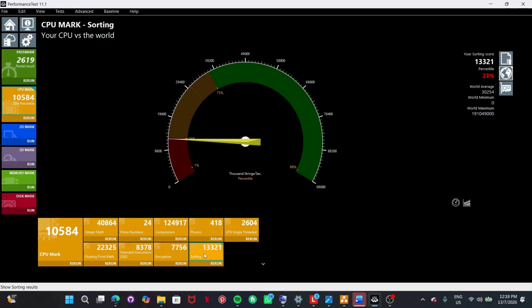I also analyzed ISA structural bottlenecks. From the benchmark results, no major structural bottlenecks were observed. Although the floating point and the sorting benchmarks produce lower throughput than integer math, this does not indicate a processor limitation. Instead, it reflects the higher computational complexity of those workloads. Overall, the benchmark shows that the processor maintains balanced performance across different instruction types.